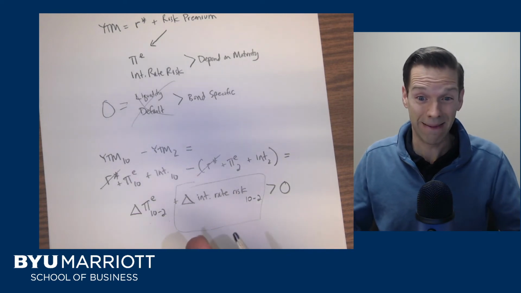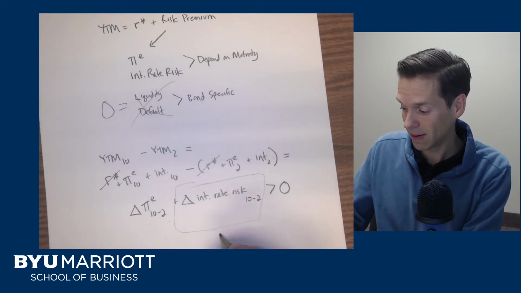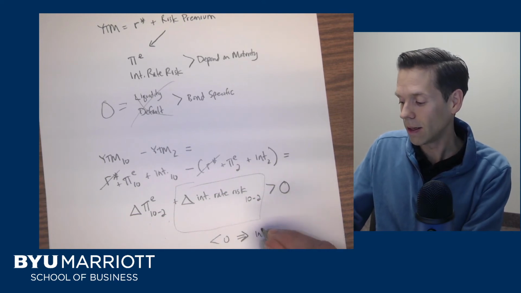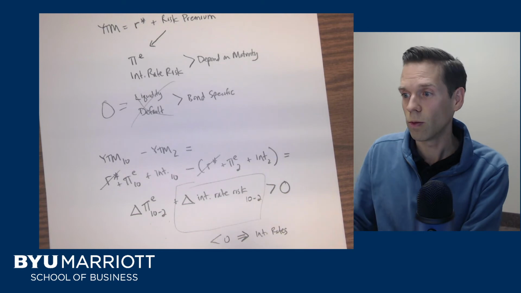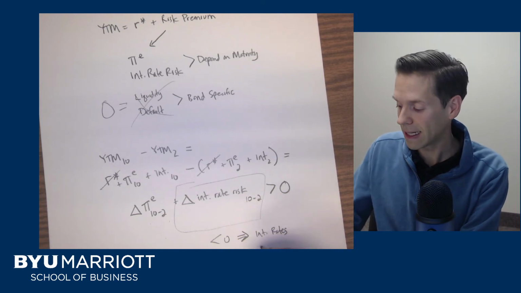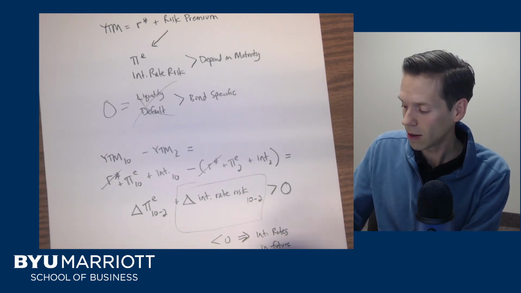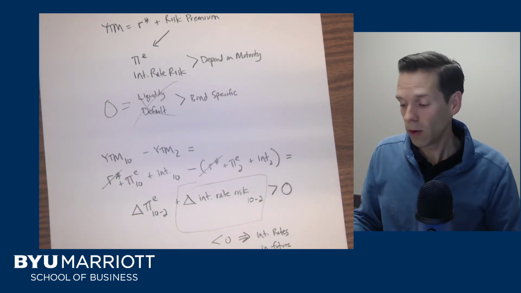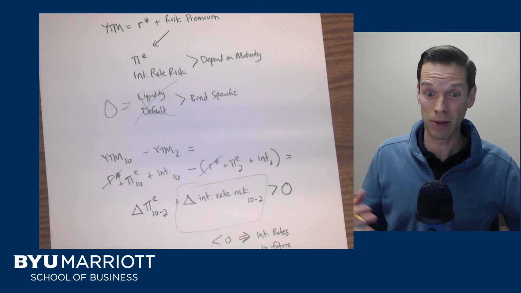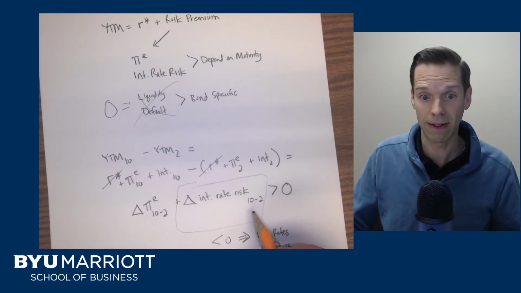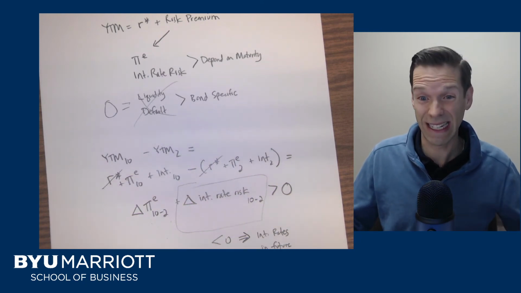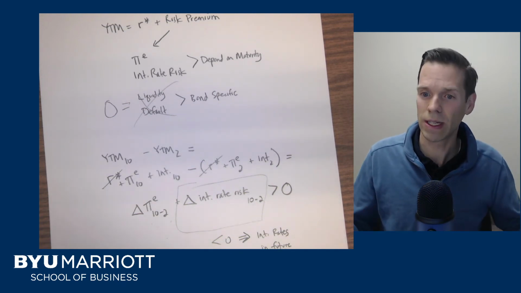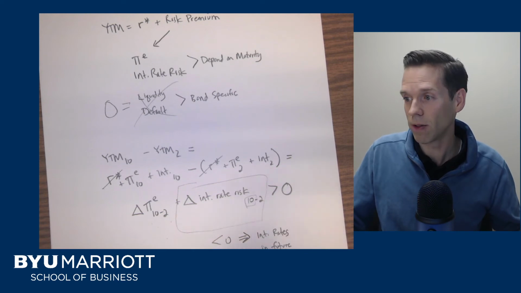What does that mean? If this thing's negative, that's going to imply what? Interest rates in the future are lower. Right? The risk today is higher than the risk in the future to make this thing negative. That means interest rates are higher today than I expect them to be in the future, or higher over the next 2 years than I expect them to be over the next 10 years.